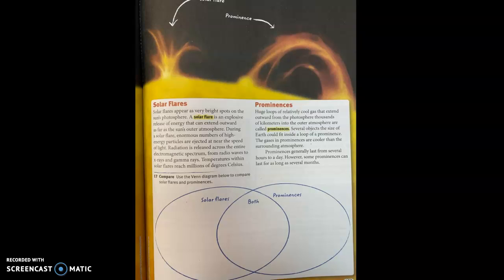Prominences. Huge loops of relatively cool gas that extend outward from the photosphere thousands of kilometers into the outer atmosphere are called prominences. Several objects the size of Earth could fit inside the loop of a prominence. The gas in a prominence is cooler than the surrounding atmosphere. Prominences generally last from several hours to a day. However, some prominences can last for as long as several months.